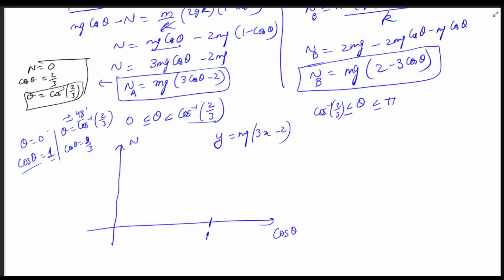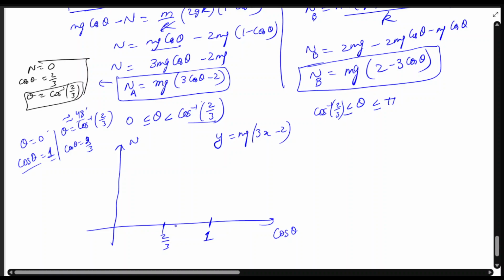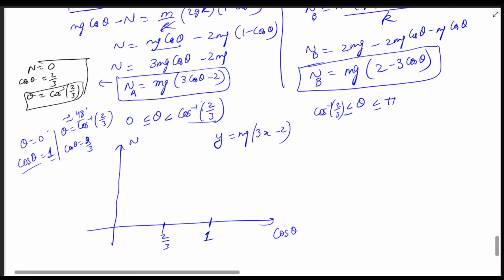So let's say cos theta is 1 here. This is 2 by 3. So we are talking about 2 by 3 to 1. If theta is 48 degrees, then this will be 0. So we have this point. And as theta increases, what will happen? Let's say theta is 0 degrees. So cos is 1, so normal will be mg. And this is a straight line equation, so we'll have this, and this is mg.